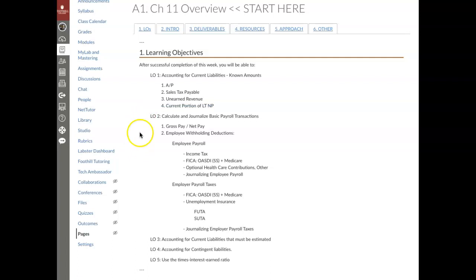Now, LO 2 moves on to payroll, including how to compute and account for gross pay, net pay, and other selected deductions for both the employee, we call that payroll expenses, and for the employer, payroll tax expenses. LO 3 covers current liabilities for which amounts need to be estimated, and then LO 4 discusses what are referred to as contingent liabilities.